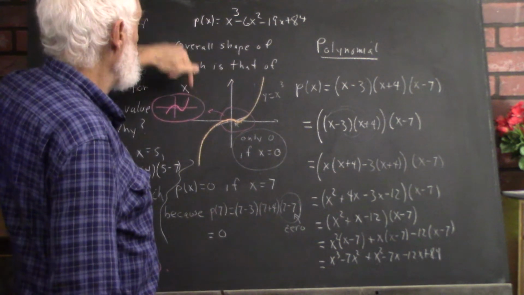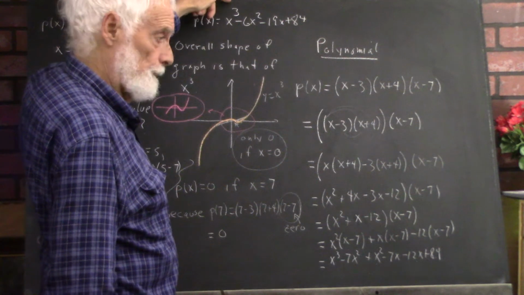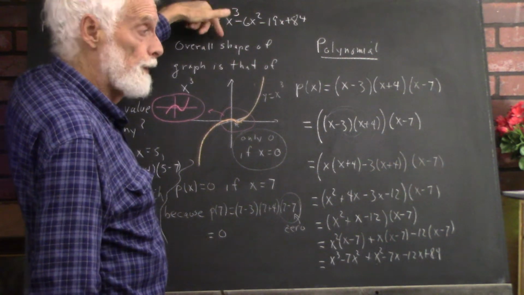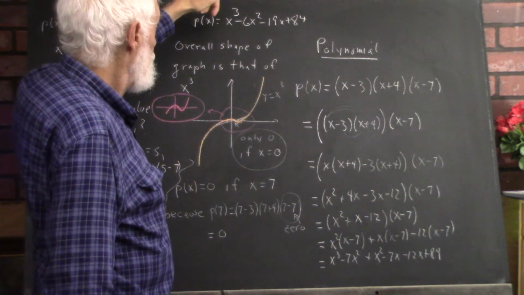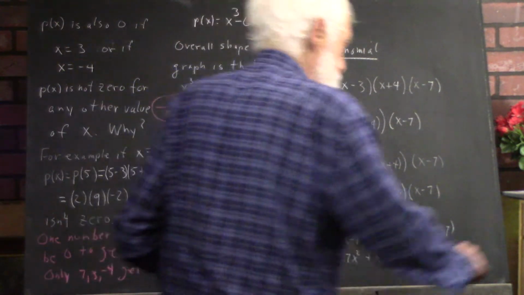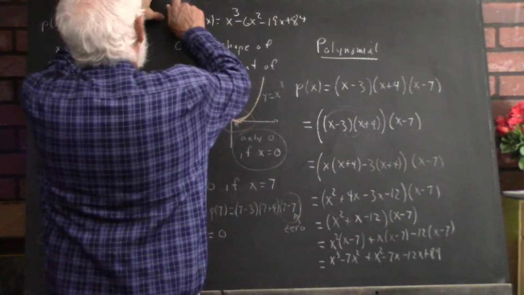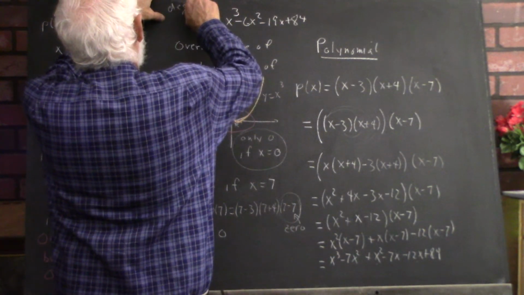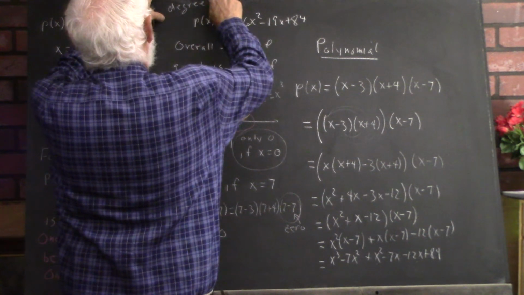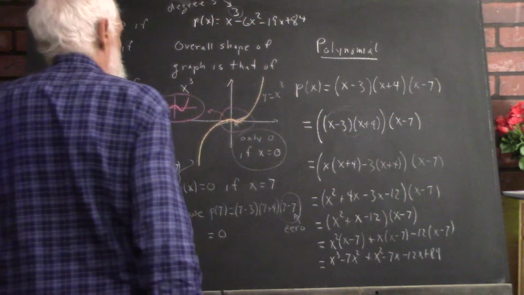The overall shape of the graph of any polynomial is that of the highest power term. The highest power term here is called your leading term. The power is called the degree. So I didn't use that terminology, but I'll add that. Degree 3, highest power term.